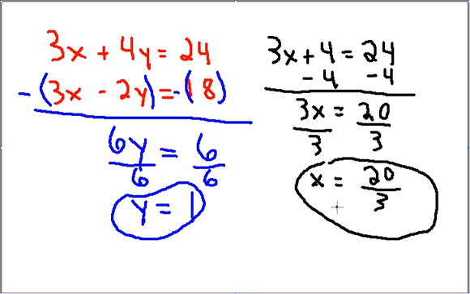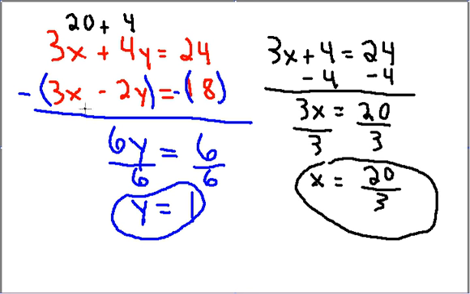And let's go ahead now and stick this back into our original equation and see if it works. 20 over 3. Well, what is 20 over 3 times 3? Well, 20 over 3 times 3 is just 20. So we're going to go ahead and write that up there. And our y value is 1. What's 4 times 1? It's 4. 20 plus 4 equals 24.